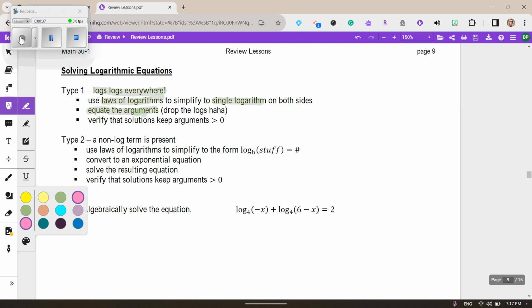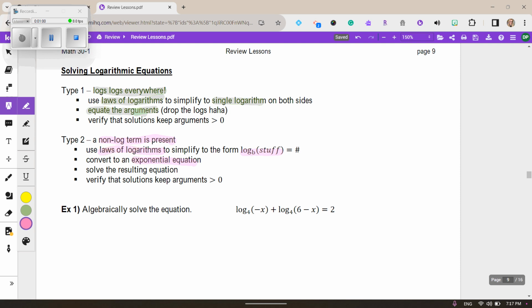Type number 2 is when you've got a non-log term present. So that means that there's a constant term or a variable, something that doesn't have a log in it. If that's the case, you're still going to use your laws of logs, but you're going to simplify it to the form log base b of something equals a number. Then once you've done that, you can convert it to your exponential equation and solve that equation.